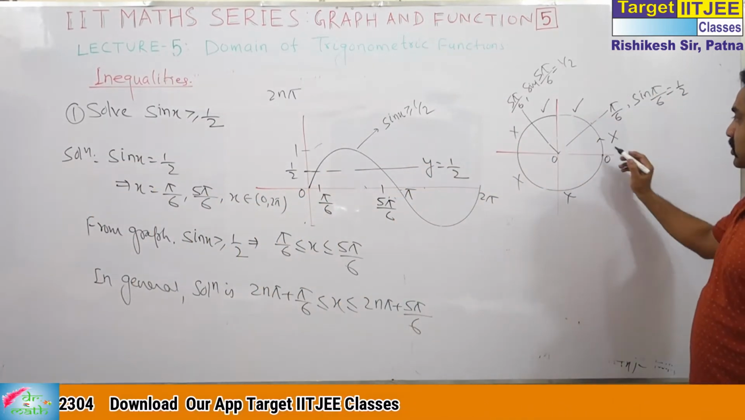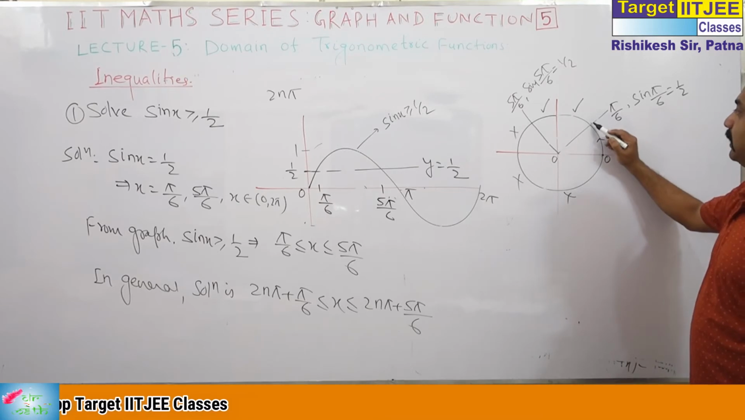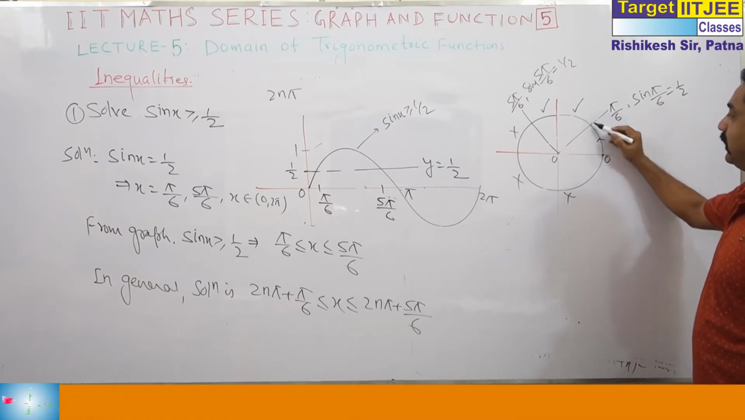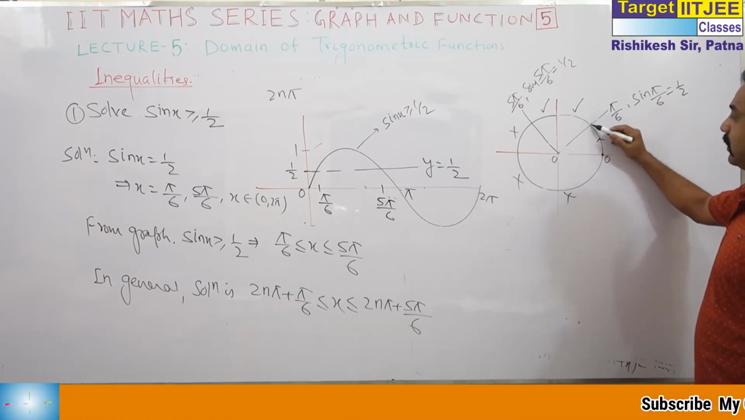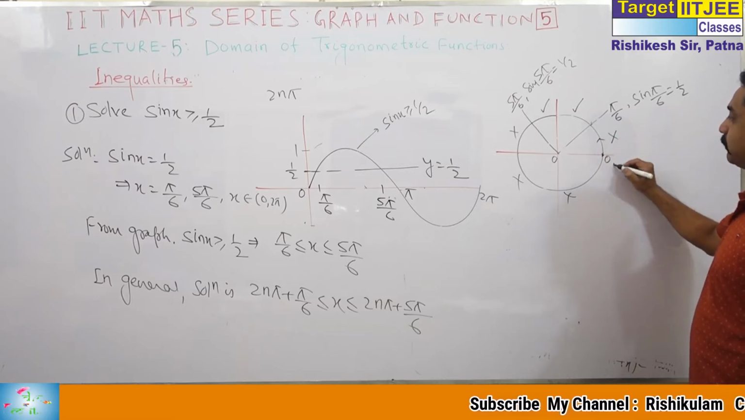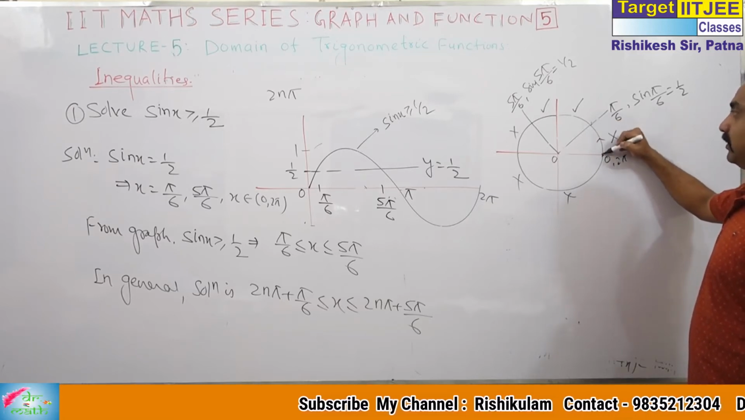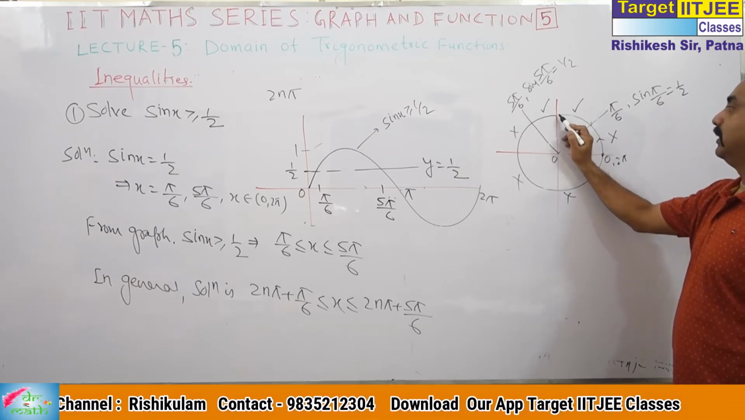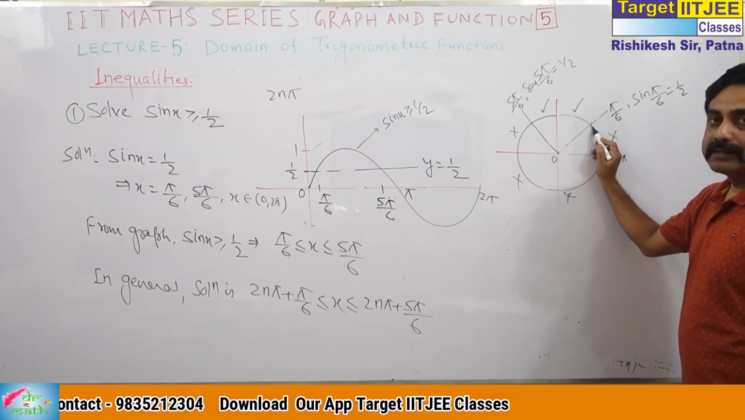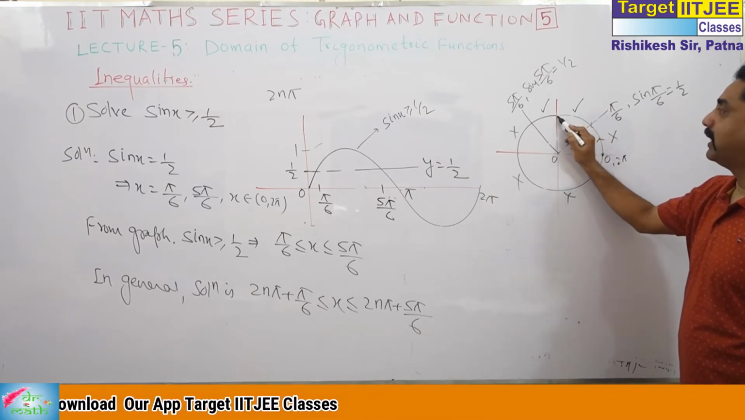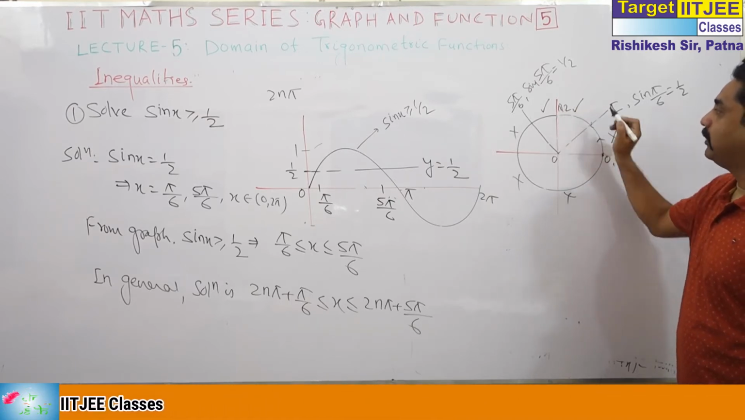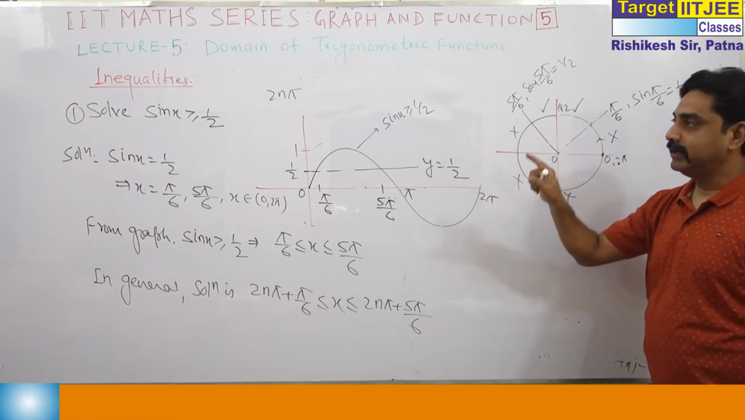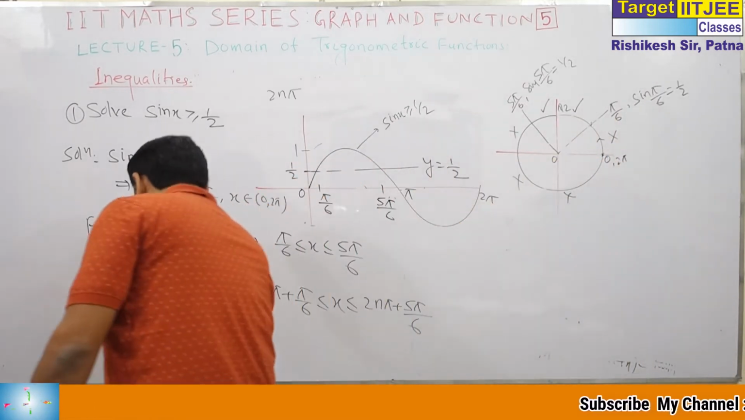Take one rotation, start from 0. You know sin 0 is 0, sin pi by 6 is 1 by 2. So this is between 0 and 1 by 2. At this portion, this is less than 1 by 2. Sin pi by 6 is 1 by 2 and sin pi by 2 is 1. This is actually pi by 2, so this is greater than 1 by 2, and decided this way.